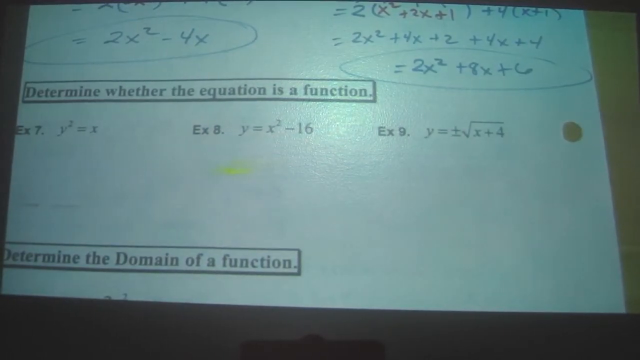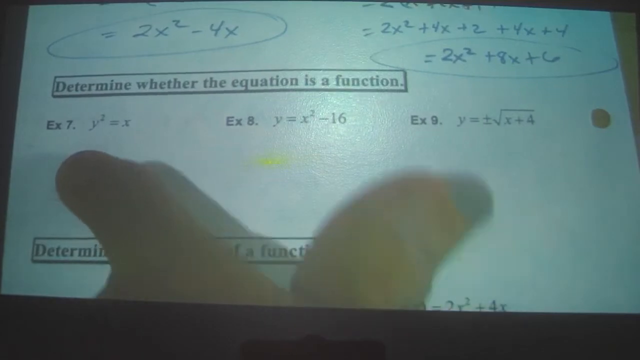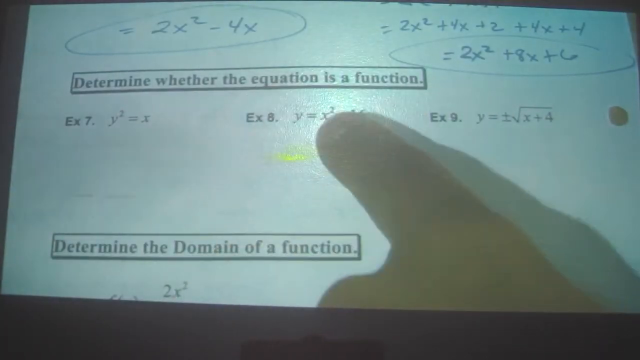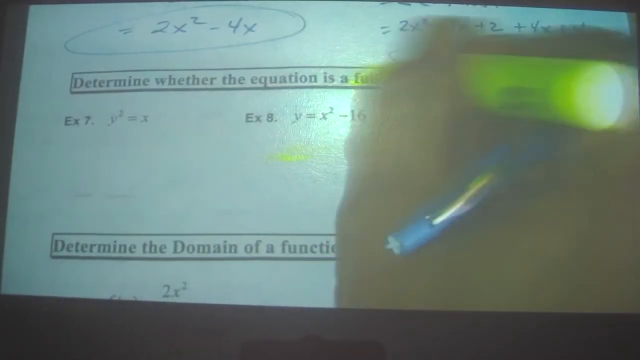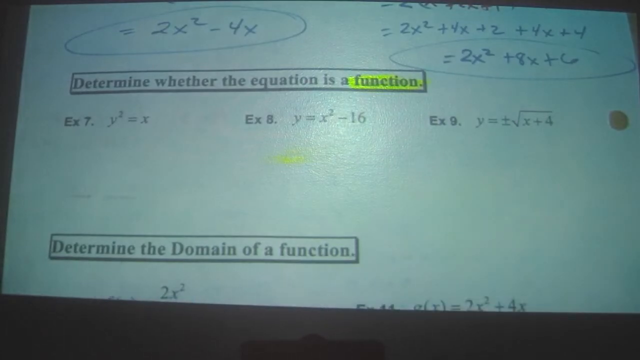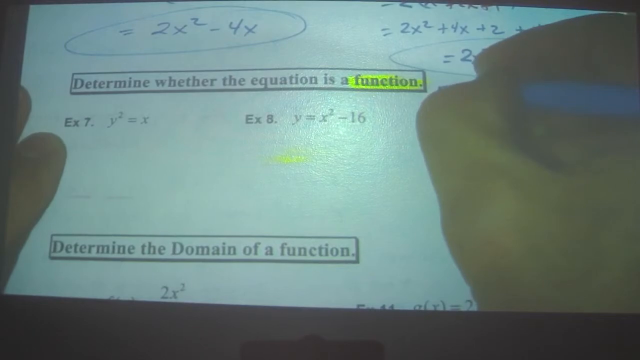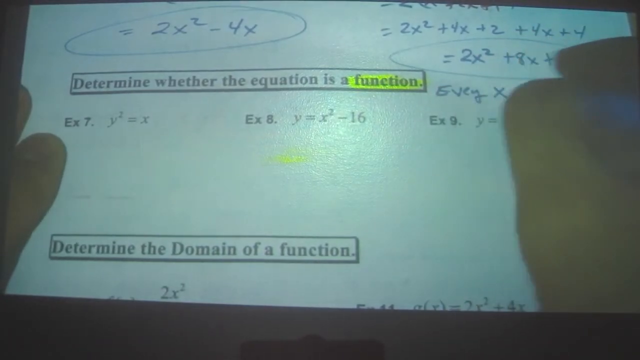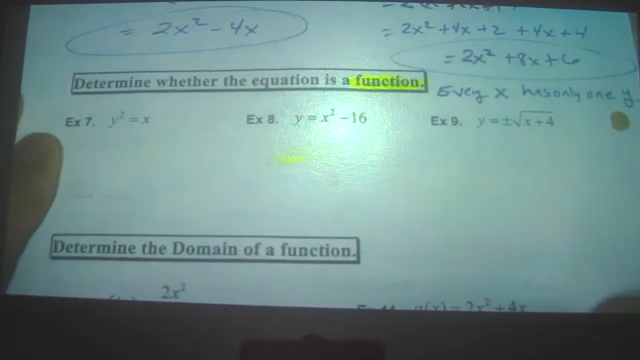All right, next. We just talked about finding values. Now we're going back a little bit to functions. Determine whether the equation is a function. So I want to hit this up twice. Every person can only have one birthday. Every X has only one Y.